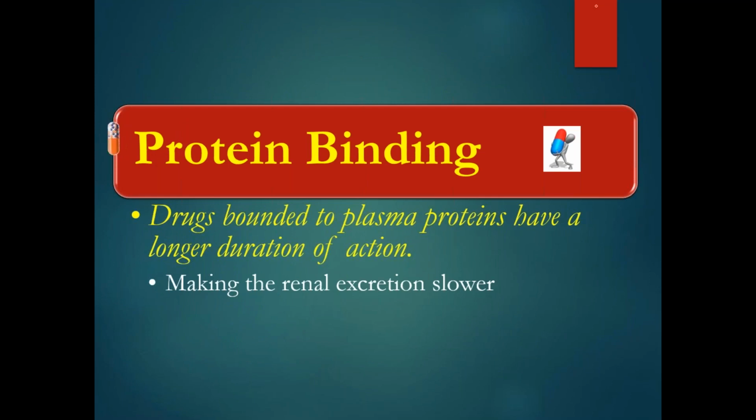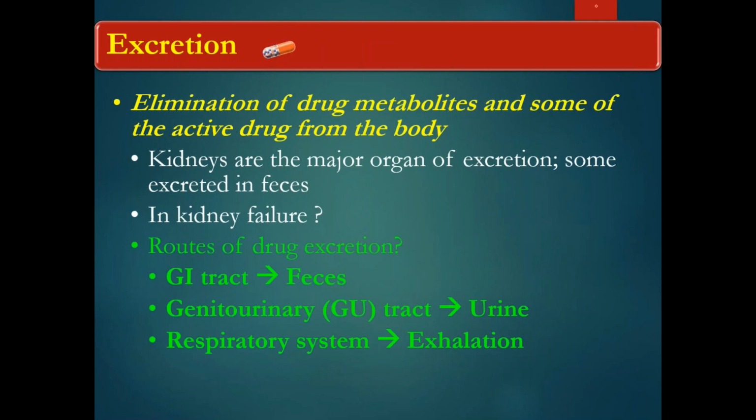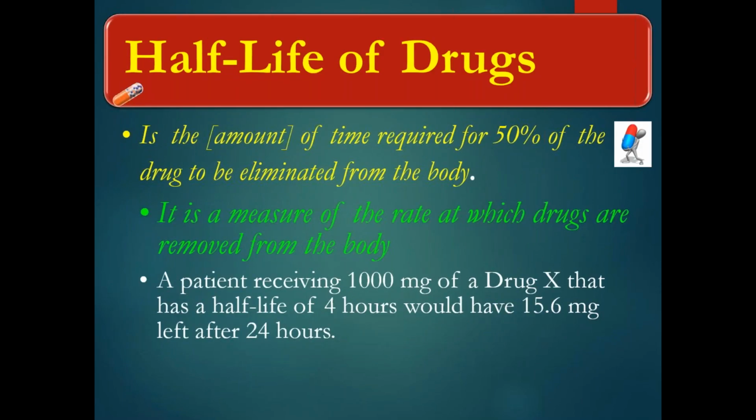Protein binding, we already talked about that. Other routes of excretion are going to be the GI tract in feces, the genitourinary system, the urine, and the respiration, even the skin. If you take a medication, you smell the skin, and you're going to smell the smell of the medication. So there are different routes, but the principal and main route to excrete the waste product is the kidneys.